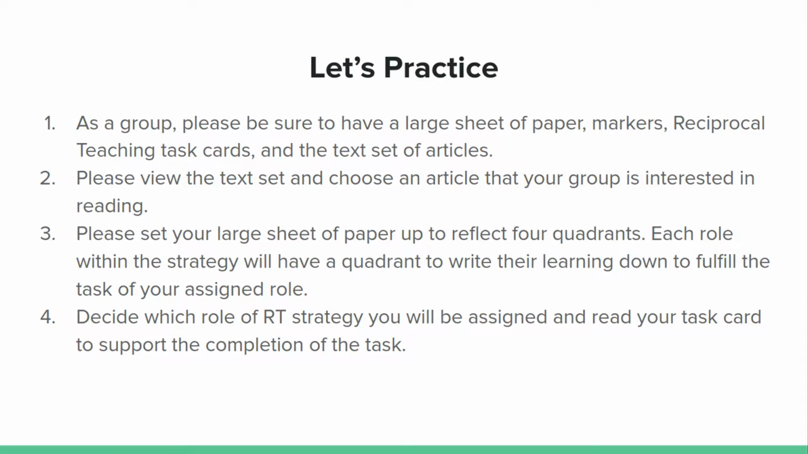So as a group, please be sure to have a large sheet of paper, markers, reciprocal teaching task cards that define each role, and the text set of articles. Please view the text set and choose an article that your group is interested in reading. Please set your large sheet of paper up to reflect the four quadrants. Each role within the strategy will have a quadrant to write their learning down to fulfill the task of your assigned role. And decide which role of reciprocal teaching strategy you will be assigned, and read your task card to support the completion of the task.